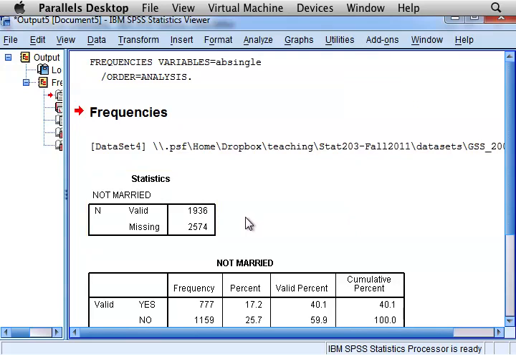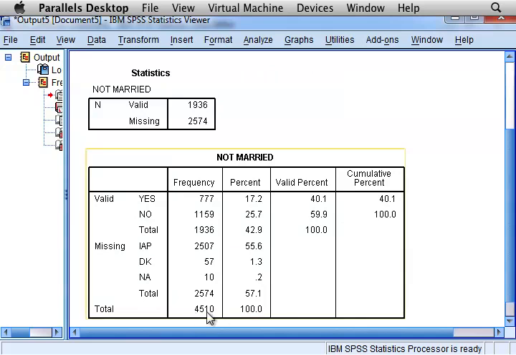To note down here, since this was a survey, we had a number of people that failed to respond. So you see that of the 4,510 total people, only 1,936 gave a valid response, and just over 2,500 individuals failed to give a valid response. We're going to look at just the responders in this case. Down here in the frequency output, you see the valid responses were yes or no, and the frequency of those responses were 777 individuals said yes, 1,159 said no, for a total number of responders of 1,936.